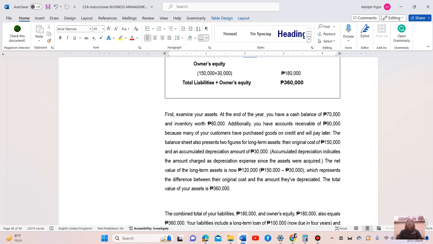Accumulated depreciation indicates the amount charged as depreciation expense since the assets were acquired. The net value of the long-term assets is now 120,000, because 150,000 minus 30,000, which represents the difference between the original cost and the amount they depreciated. The total value of your assets is 360,000.